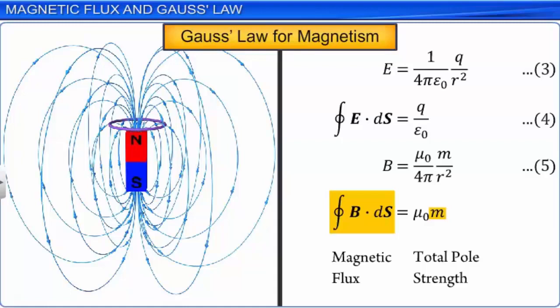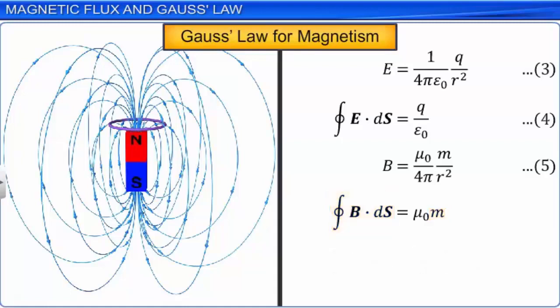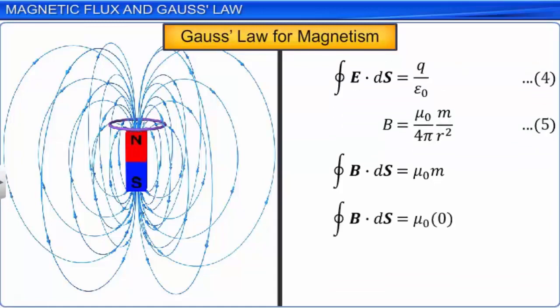Since the isolated magnetic pole or magnetic monopole does not exist, that is, the magnetic dipoles alone exist with the poles that are opposite in nature, the net pole strength enclosed by the closed surface is 0. Now we can write Gauss' law for magnetism as integral over the closed surface B dot ds is equal to 0. Let this be equation 6.